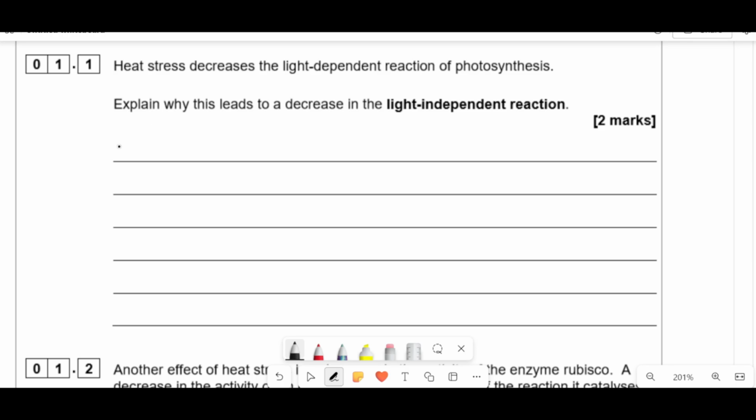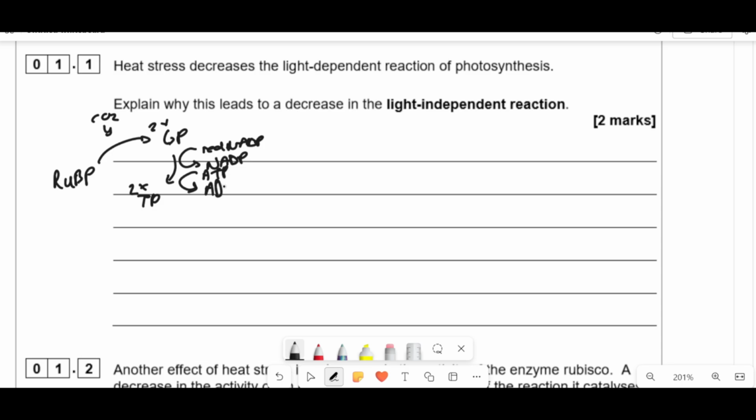So the whole point of the light-dependent reaction is to make ATP and reduced NADP. Because in the light-independent reaction, the Calvin cycle, RuBP is combined with CO2, and you get two lots of GP. Those two GPs are turned into TP, and in that process reduced NADP is oxidised to become NADP, and the GP is reduced to TP, but this also requires ATP. So ATP becomes ADP and Pi, and so forth. These two come from the light-dependent reaction. The entire point is to try and get that.